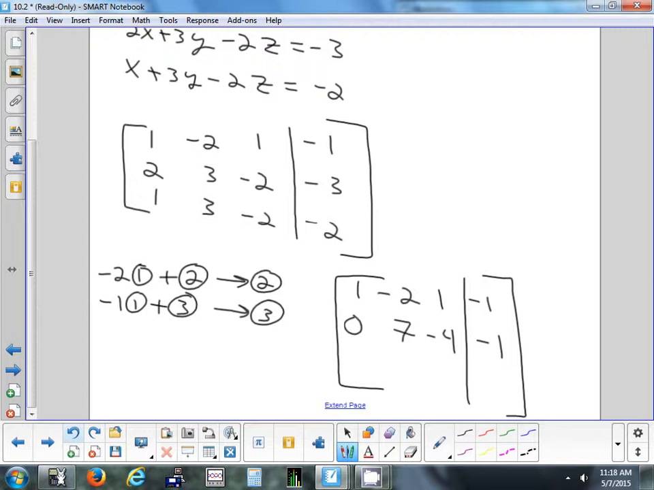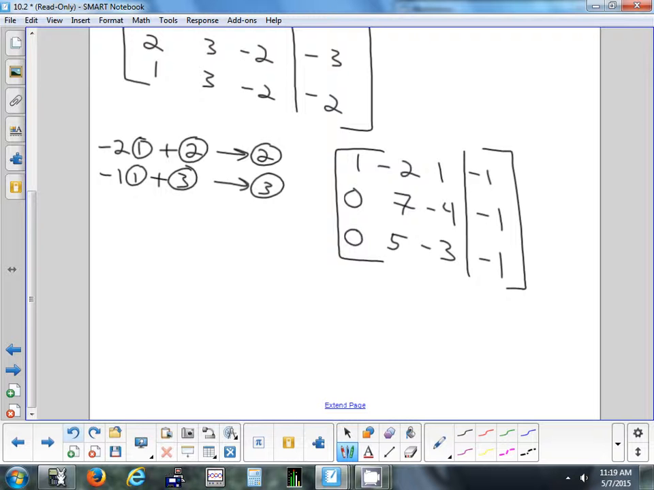Now do the next calculation. -1 times everything in the first row, added to the third row. -1 times 1? -1. Plus 1? 0. Next one. -1 times -2 gives me +2 plus 3 is 5. Next one, what's -1 times 1? -2? And -3. Last one. -1 times -1? -2? -1. Okay, so that's our first step.